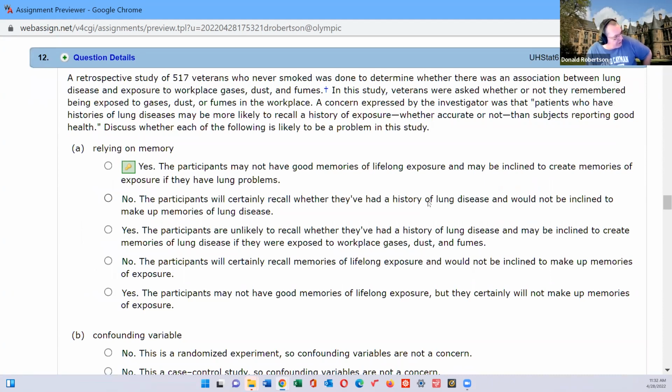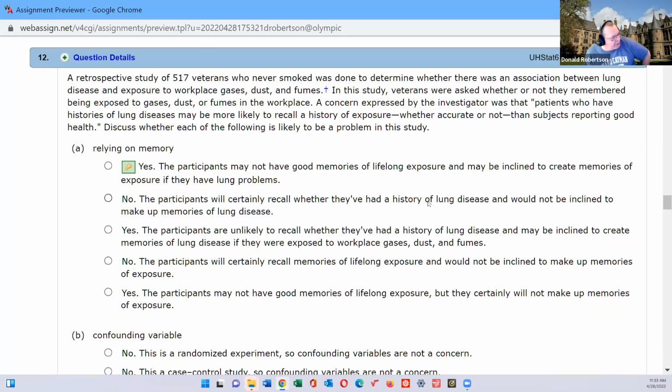A retrospective study of 517 veterans who never smoked was done to see if there were other things that might have been causing the fact they got cancer, right? And they asked things like, well, did you work in areas where there was a lot of bad gases, or dust or fumes? If you're in a tank, isn't there a great chance there's probably some really yucky fumes going on, unless it's a really modern tank, for example, right? Something like that.